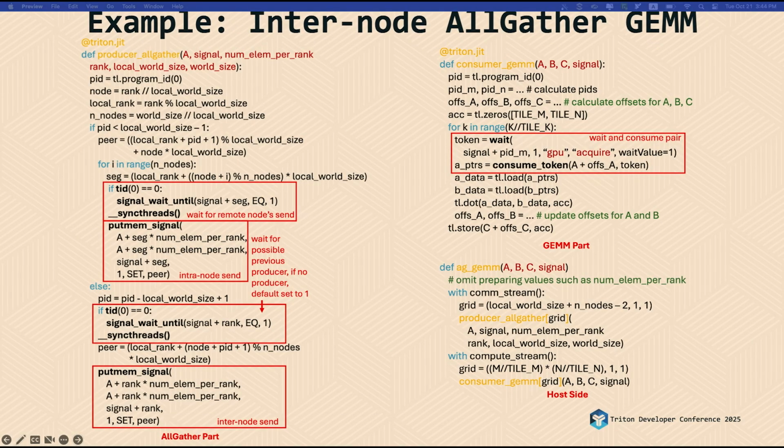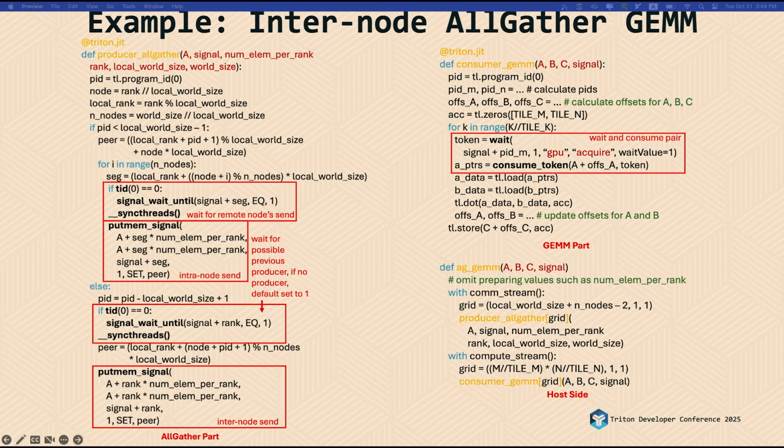Here is an example written in Triton Distributed. This is an inter-node AllGather GEMM. We can see three parts: the communication part on the left, which is the producer AllGather, the computation part, the consumer GEMM, on the right top, and the host side on the right bottom.